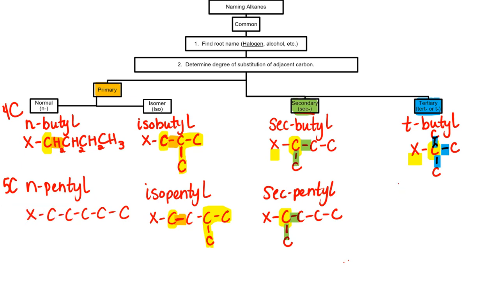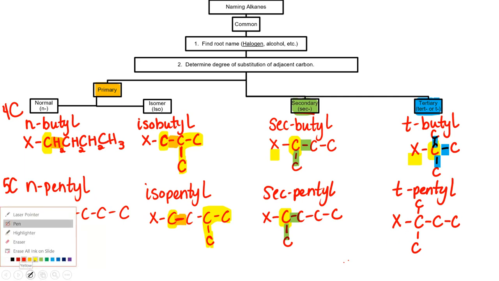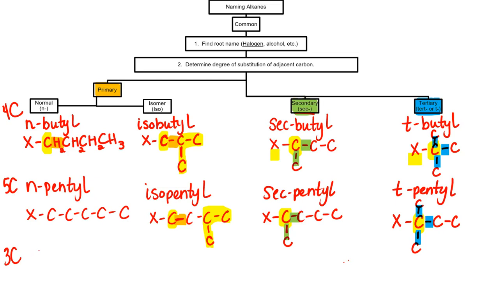And lastly, tert-pentyl. We need to have that carbon of interest connected to three other carbons, but that only gives us 4 total carbons. That looks like a butyl group. So we need to extend one chain, the main chain, to make sure that we end up with our total of 5 carbons. In looking at 3 carbons, we'll first just have N-propyl.